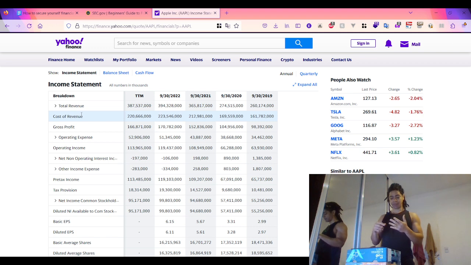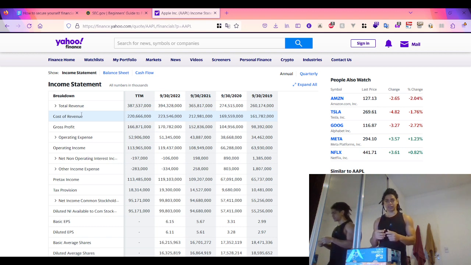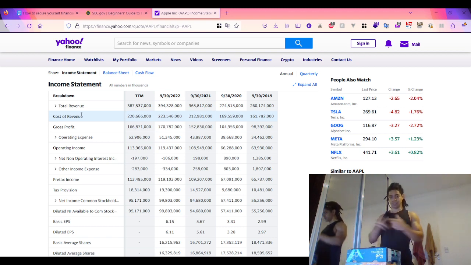electricity, as well as other costs relevant to food, rent. Most of the time I would argue this is the only cost that I have, whether it's internet, electricity, water, food, rent, as well as other things relevant to myself. So this is the cost of revenue.